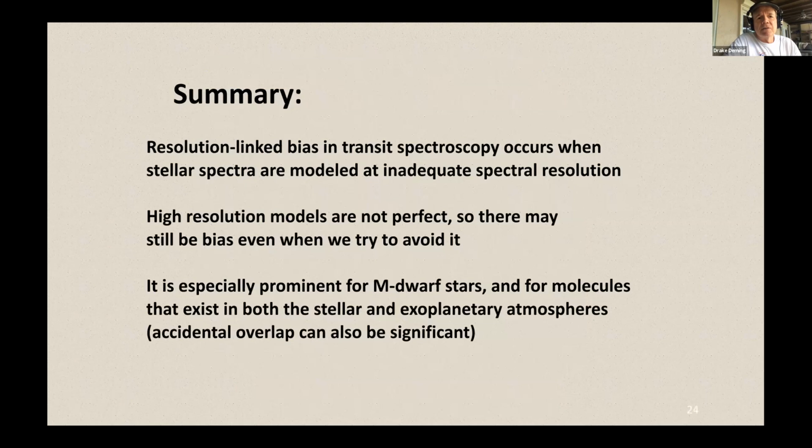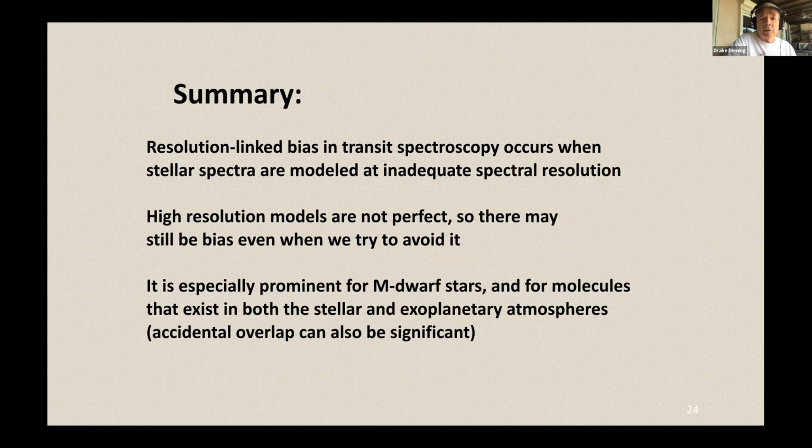So to summarize, this resolution-linked bias occurs when stellar spectra are modeled at inadequate spectral resolution, or your high resolution models are not perfect, so there may still be bias even when we try to avoid it. It's especially prominent for M-dwarf stars because M-dwarf stars have very complex line spectra with many strong lines. It will certainly be present for molecules that exist in both the stellar and the planetary atmosphere.